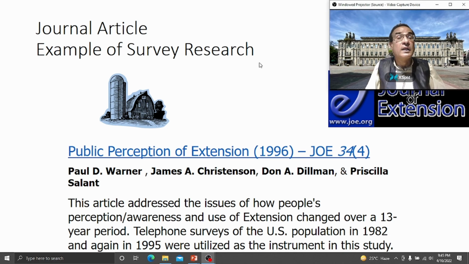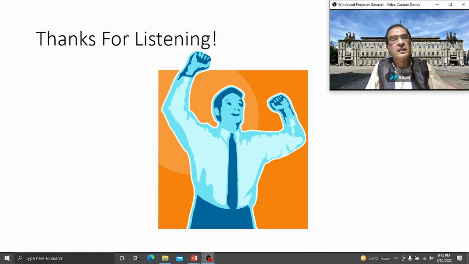Journal article. An example of a journal article: public perception of extension in 1996. I have selected this article. It addresses how people's perception, awareness, and use of extension change over time. A telephone survey of the USA population is collected again and again and can be used. So this is the journal article.